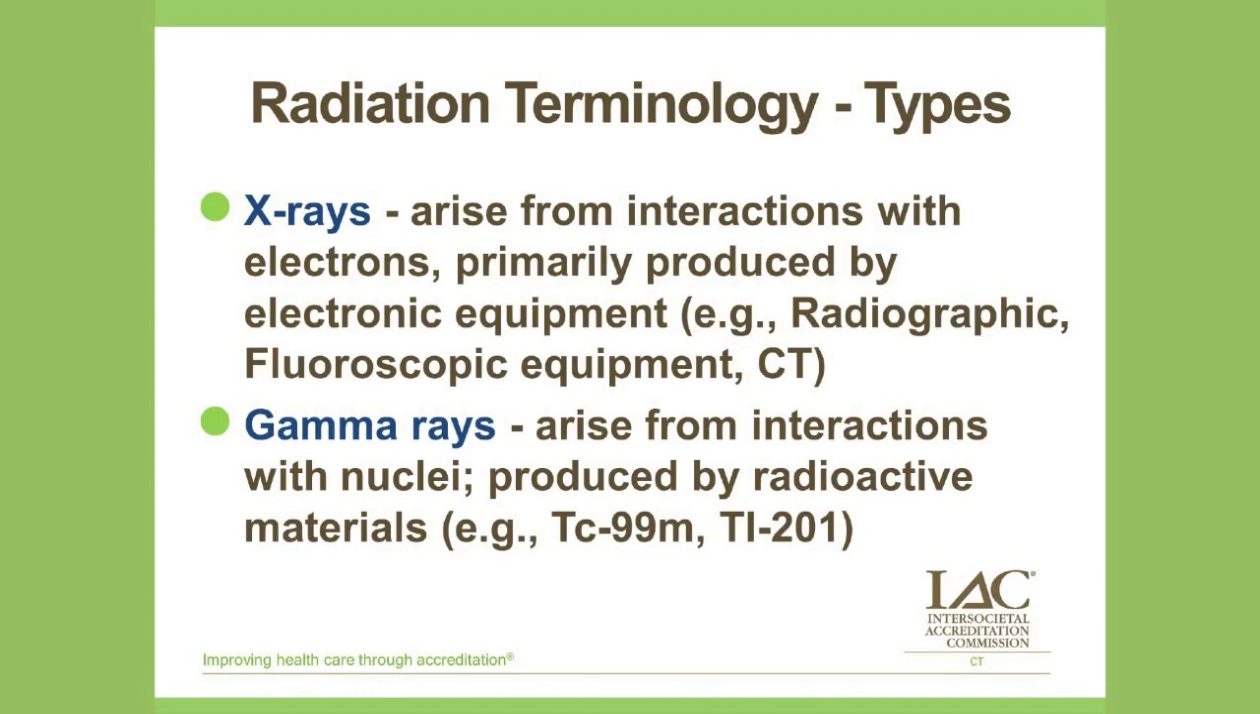So if you're working in medicine, you may know about nuclear medicine. In nuclear medicine, we will use isotopes such as technetium-99m or thallium-201. These are gamma ray emitters as opposed to X-ray emitters. They're both photon radiation, and they both interact in the cells in similar ways, but X-rays are generally man-made.